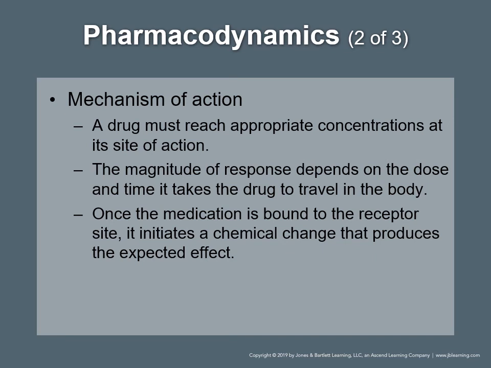Mechanism of action. To produce optimal desired or therapeutic effects, a drug must reach appropriate concentrations at its site of action. Molecules of the chemical compound must proceed from the point of entry into the body to the tissues with which they react. Magnitude of the response depends on dose and time it takes for the drug to travel in the body. Drugs may produce effects locally, systemically, or both.